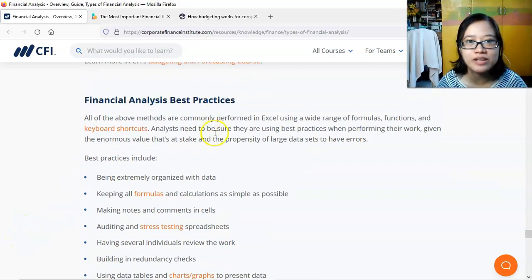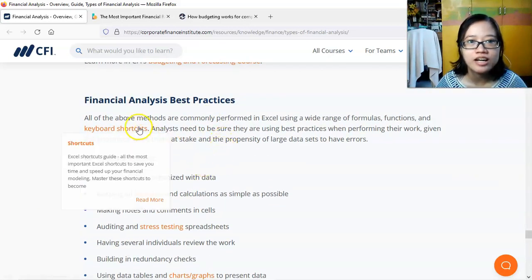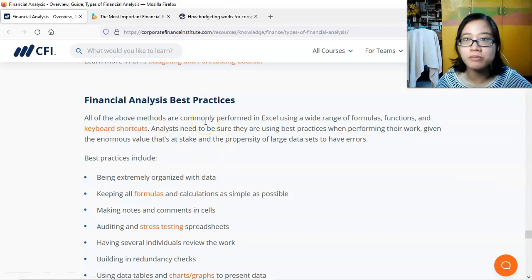Financial analysis best practices. All of the above methods are commonly performed in Excel. Kaya na sa Excel. Kasi sa Excel naman, maraming, can use formula there, functions, mga keyboard shortcuts. Analysts need to be sure they are using best practices when performing their work, given the enormous value that's at stake and the propensity of large data sets to have errors.